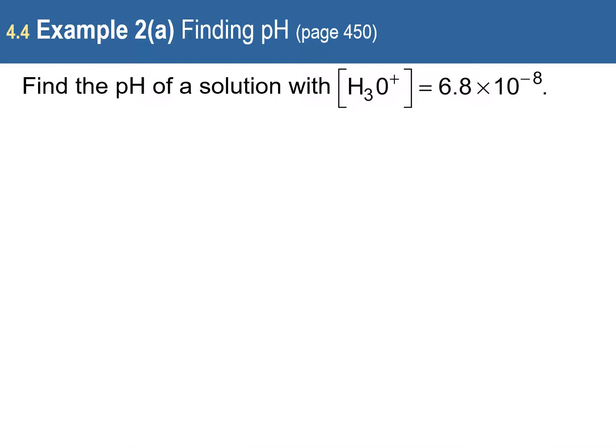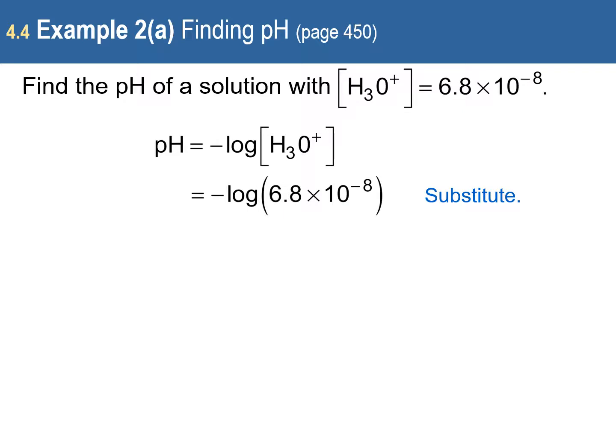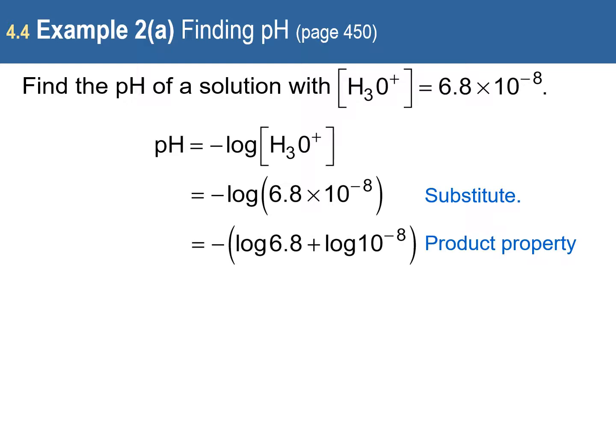So I want to find the pH of a solution where the H3O+ concentration is 6.8 times 10 to the negative 8. So pH is minus the log of the concentration of H3O+. So it's minus the log of 6.8 times 10 to the negative 8. So we can use the log properties. You're going to need a calculator to do these. So it's minus, let's see, log of 6.8 is 0.8325. Log of 10 to the negative 8 is negative 8. So this becomes about 7.2.